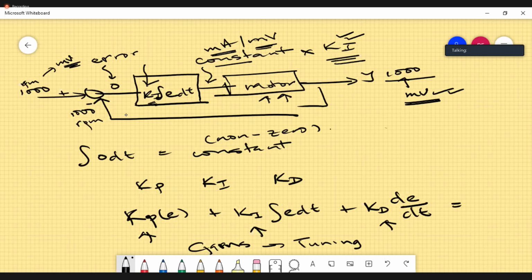Because this doesn't matter about the transfer function. Known, unknown, it doesn't matter. But you have to work out the gains, and the gains are the system that you use to control the error.